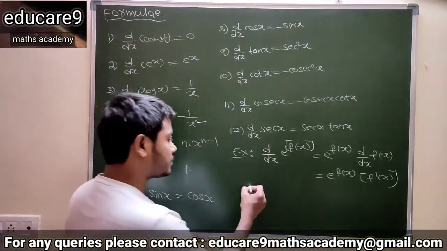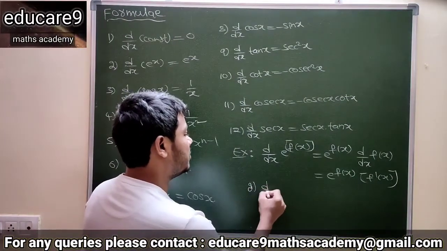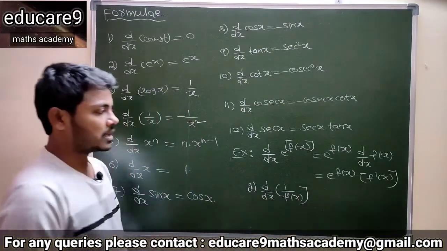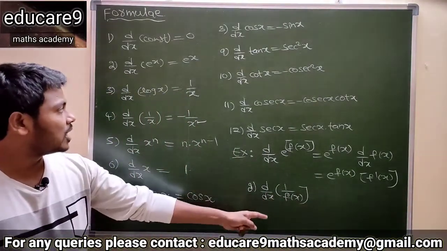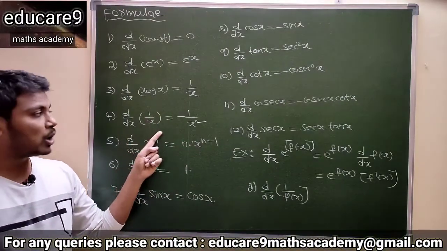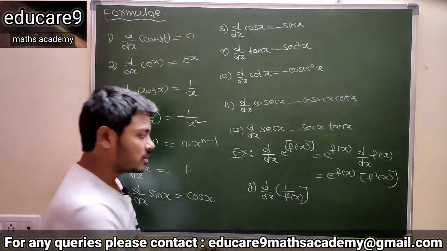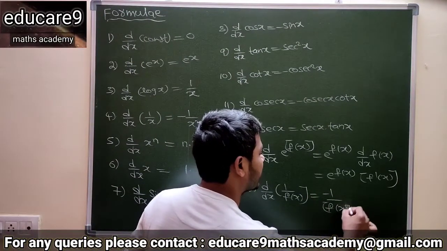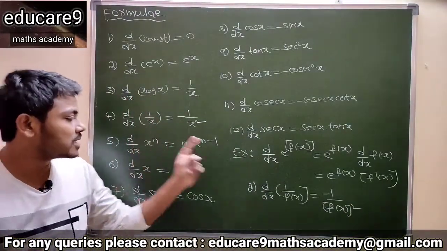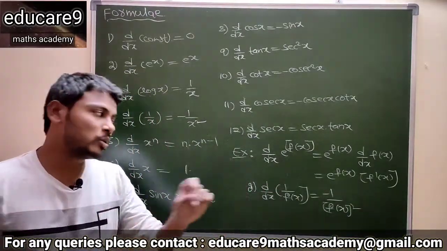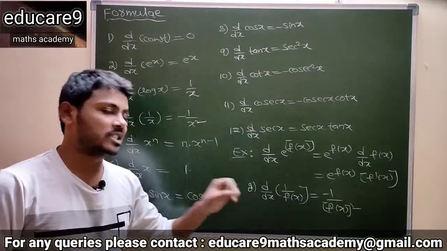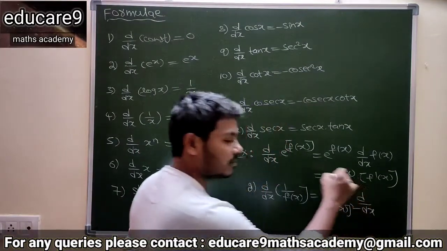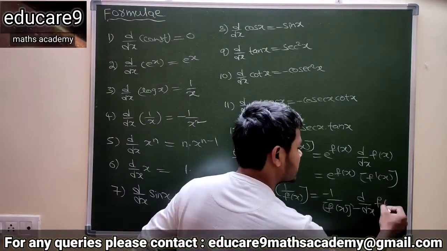So for example, d by dx of 1 by f of x. Okay. So compare it with the form 1 by x. How to write? Minus 1 by x square. So this is minus 1 by f of x whole square. But in place of x, f of x is there. So again we have to differentiate that changed function. Therefore that is called the internal derivative of f of x.